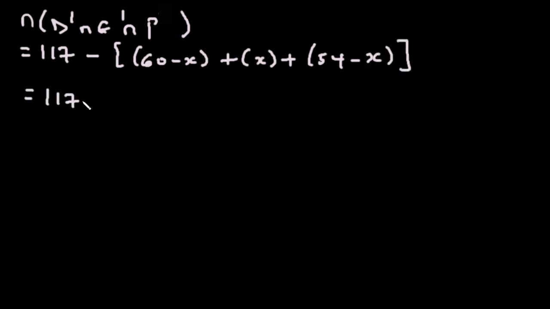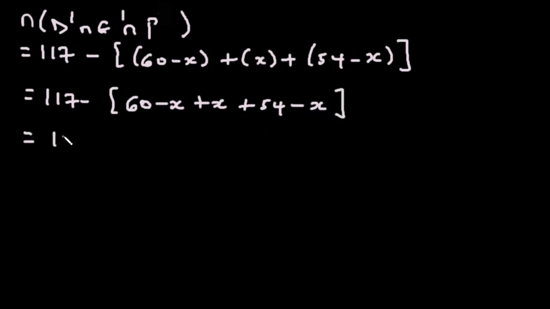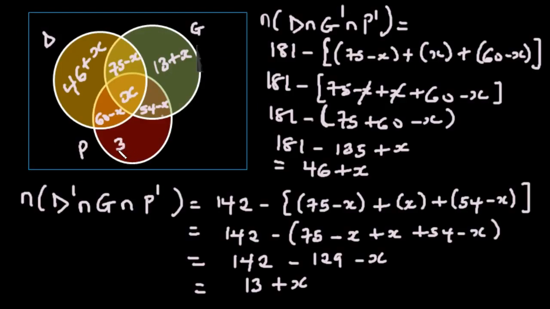I have 117 minus, same here, I have 60 minus x, I'm just trying to open my bracket, plus x, plus 54, plus multiplied by minus will be minus here. So we still have this, 117 minus, when we collect like terms, this and this will cancel. 60 plus 54 is 114, then minus multiplied by this minus here will give us plus, so plus x. So we have 117 minus 114 plus x, that's 3 plus x. Let's fill that in, so we have 3 plus x.